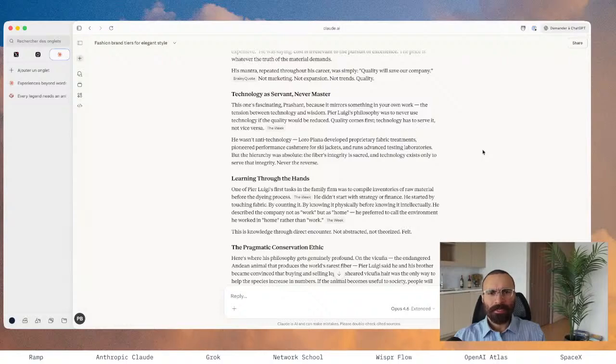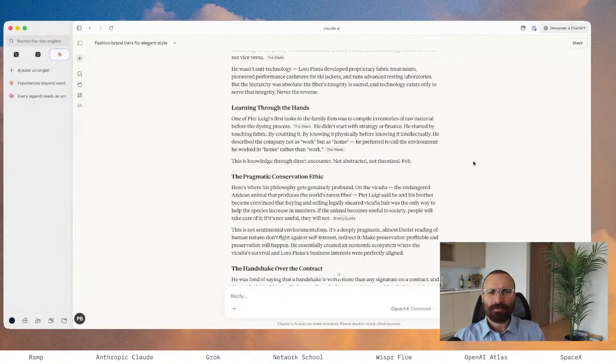He wasn't anti-technology. Proprietary fabric treatments, pioneered performance cashmere for ski jackets, and runs advanced testing laboratories. But the hierarchy was absolute. The fiber's integrity is sacred, and technology exists only to serve that integrity, never the reverse. Learning through the hands.